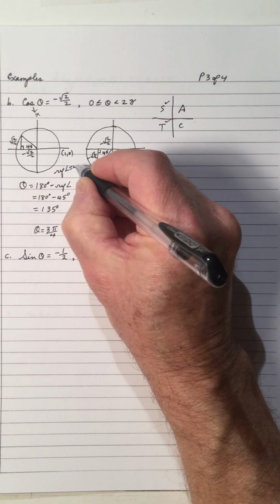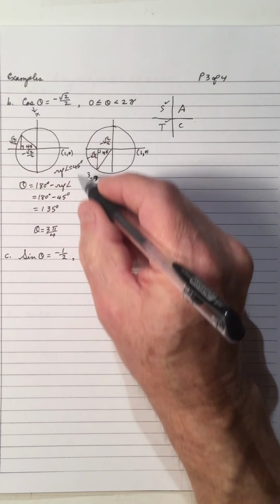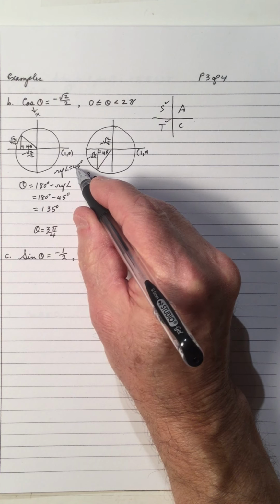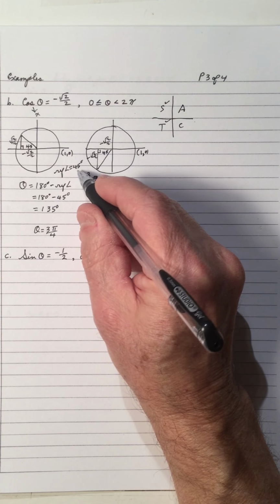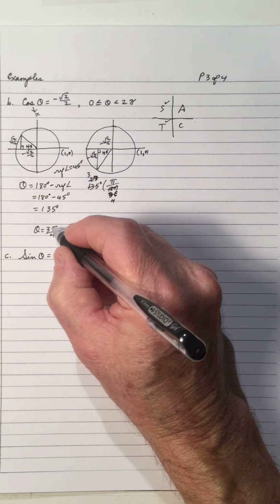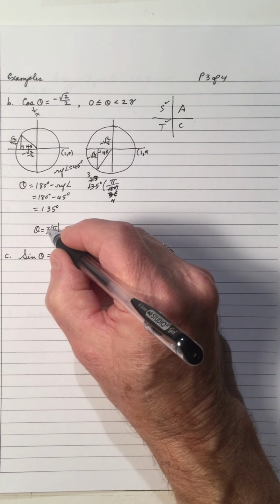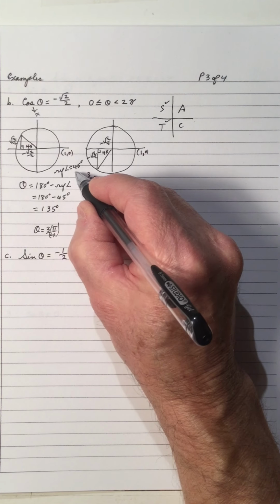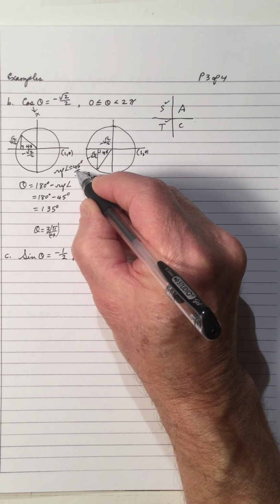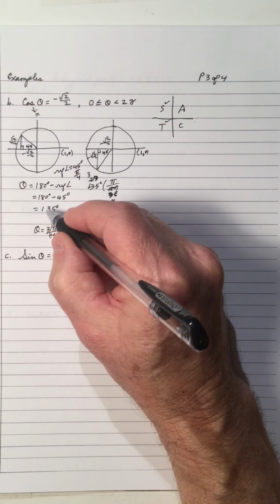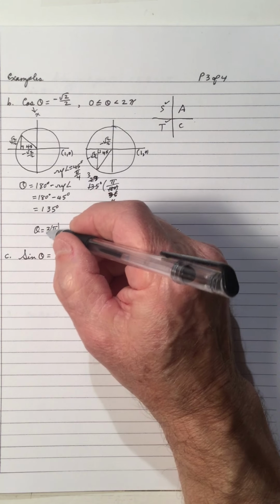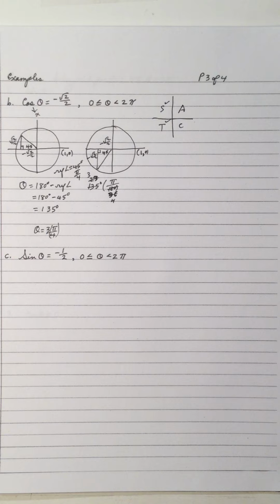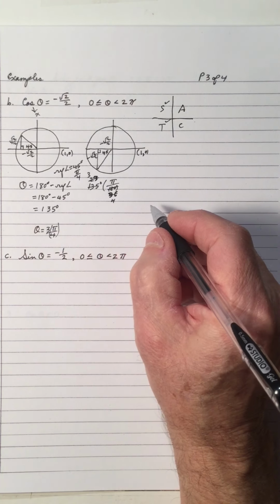Interesting to note that the reference angle, I put the reference angle in, I didn't write it down, but I put it in. The reference angle is 45. Notice the 45 is a pi over 4. So that's 3 45s, which is 135. Pi over 4 is a 45. So therefore, the answer we get is going to be a multiple of pi over 4.